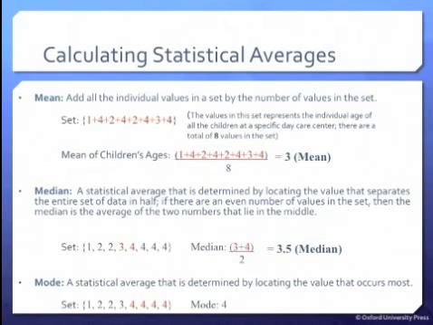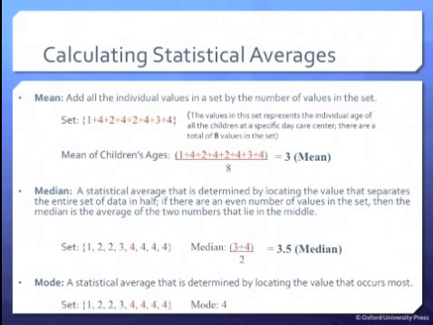To calculate the mean, we simply add all the values in the set together and then divide that sum by the total number of values we have in the set. The total number of values in the set is 8. So we add 1 plus 4 plus 2 plus 4 plus 2 plus 4 plus 3 plus 4, and this gives us the sum of 24. Then we divide the sum by 8, which will give us 3. So 3 is the mean for the set of values we have here.